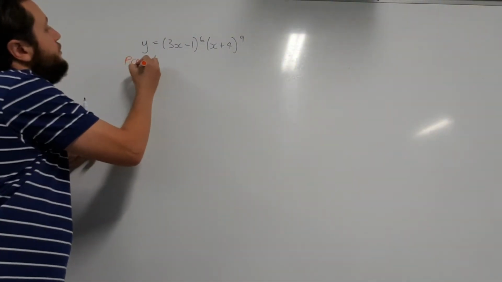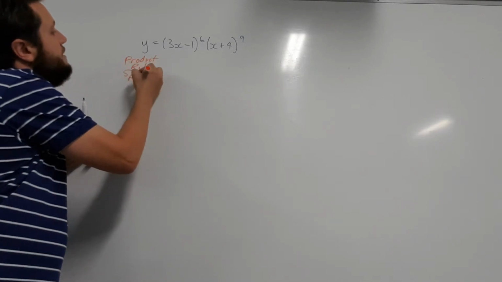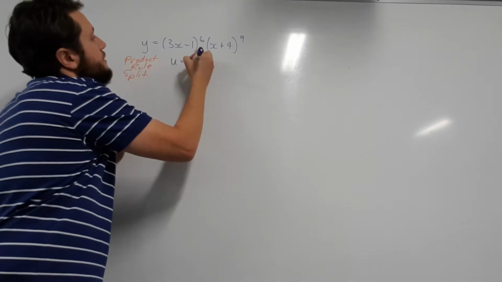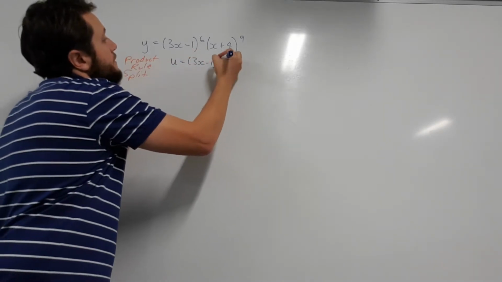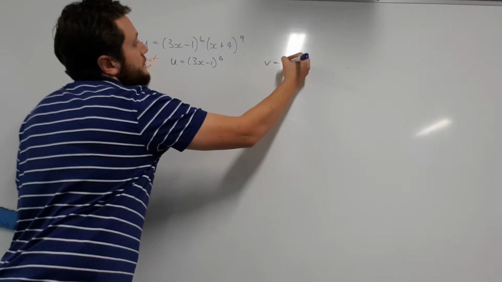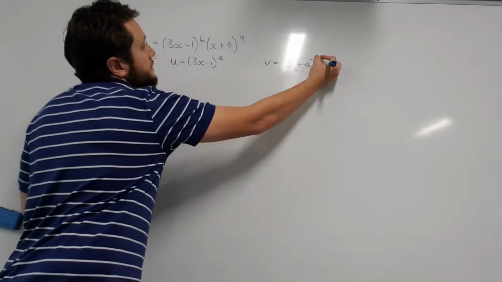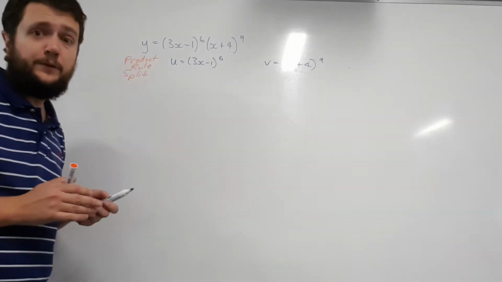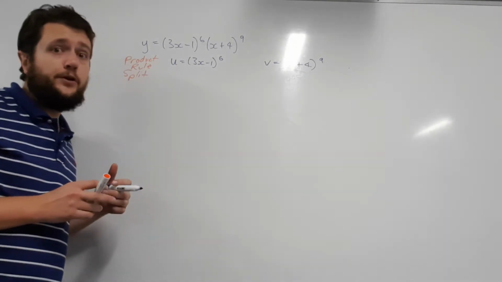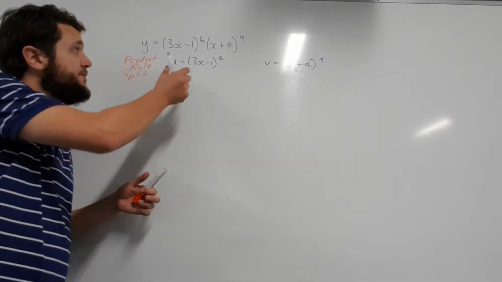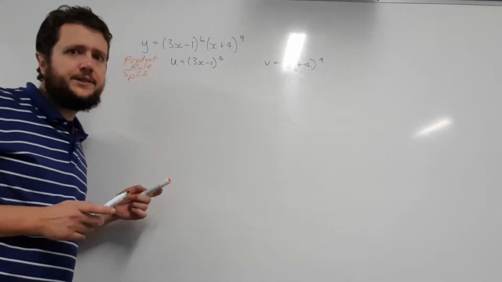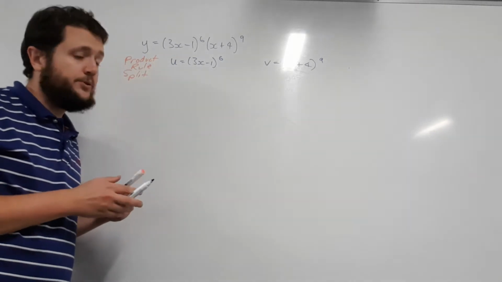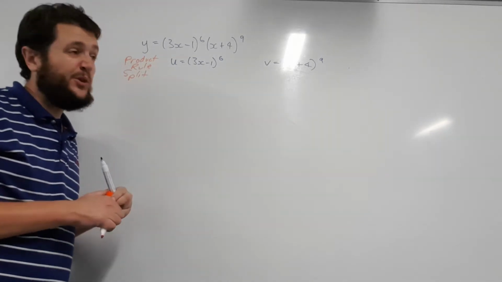So product rule split. Break up the two sides into u and v. Okay. But look, both of them are still fairly complex. So we're going to have to go further. So it's not something with x multiplied by something with x, but it's not a simple case. It's a composite function. We're going to need to do a chain rule split within both of them.